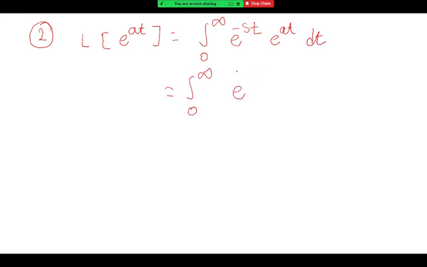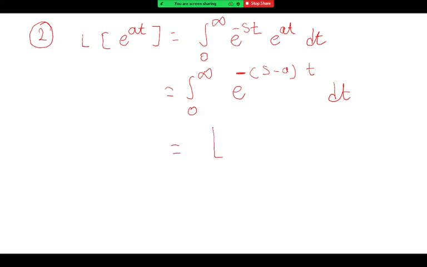But while adding the powers, we'll keep one important thing. Keep a minus outside. The reason is that we want e raised to minus infinity there. When we replace t by infinity, it is minus of s minus a into infinity. So e raised to minus infinity tends to 0. Then only the Laplace exists. And we can say s minus a should be greater than 0. Obviously, s minus a should be greater than 0. So that is the unwritten condition there.